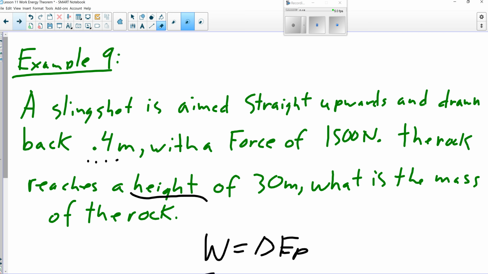Let's try this one, and then we'll take a little break after this one. All right, so we got a slingshot aimed straight upwards and drawn back 0.4 meters with a force of 1,500 newtons. Okay, the rock is going to reach a height of 30 meters. I want you to find the mass of the rock.